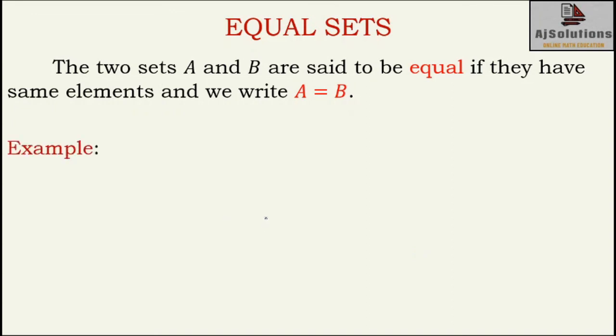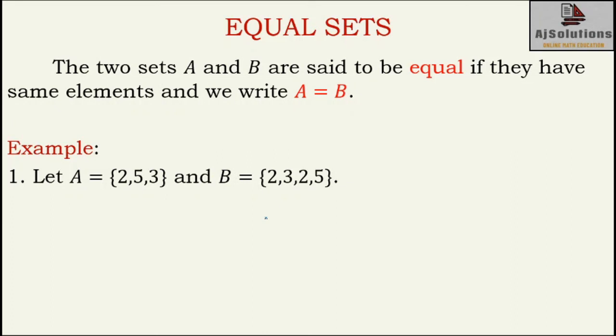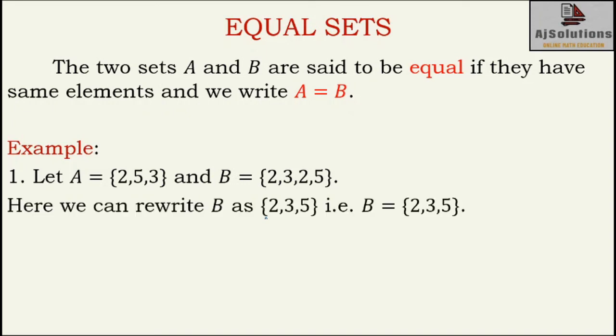For example, suppose set A is 2, 5, 3 and set B is 2, 3, 2, 5. Then we can rewrite set B as 2, 3, 5 because there is a repetition of member 2. When we say a set is a well-defined collection of distinct objects, that is why we remove this repetition. So we can rewrite set B as 2, 3, 5.